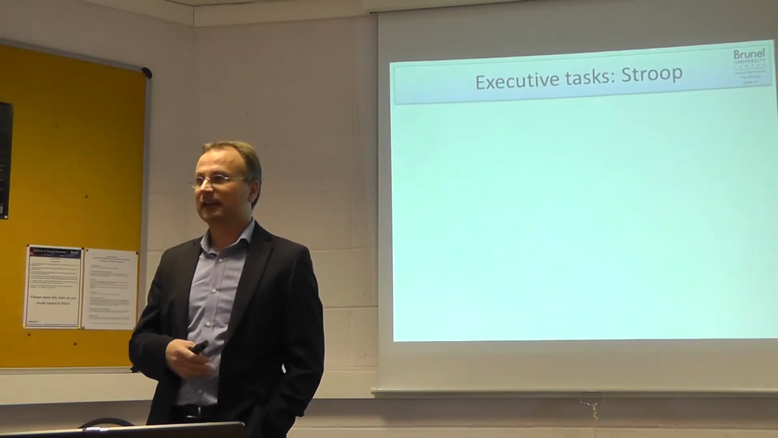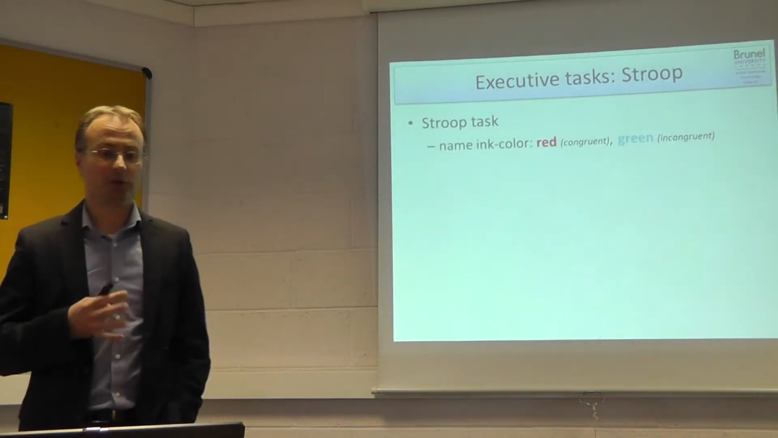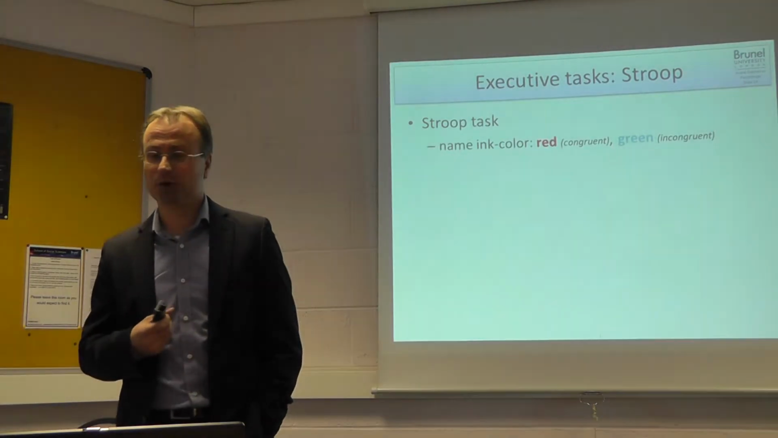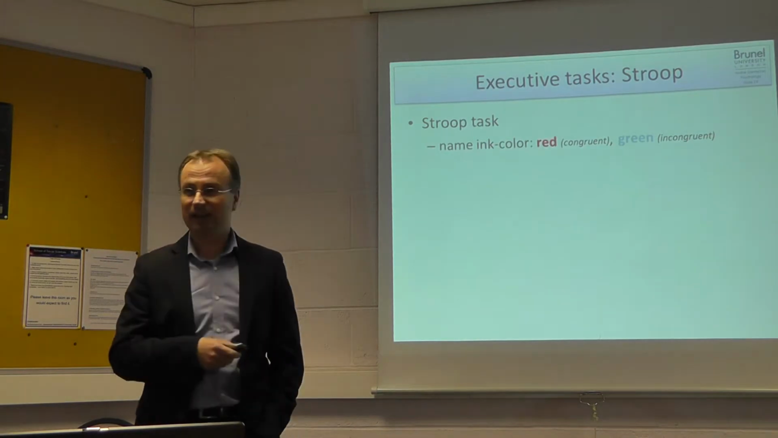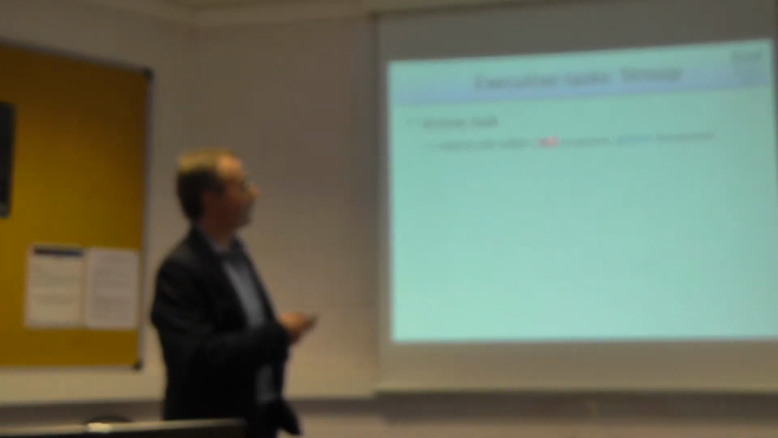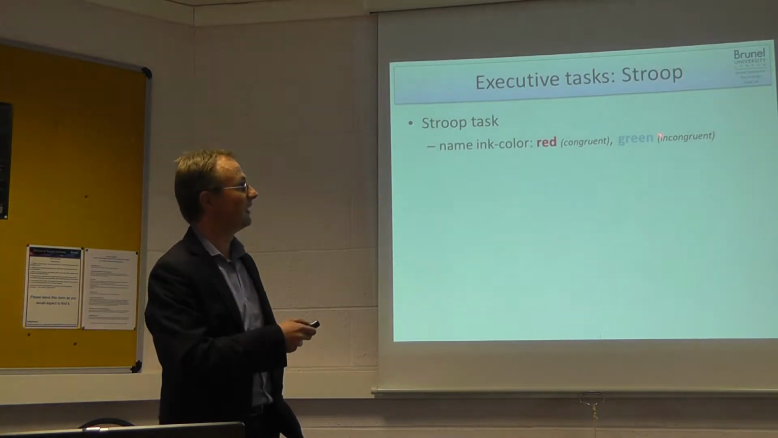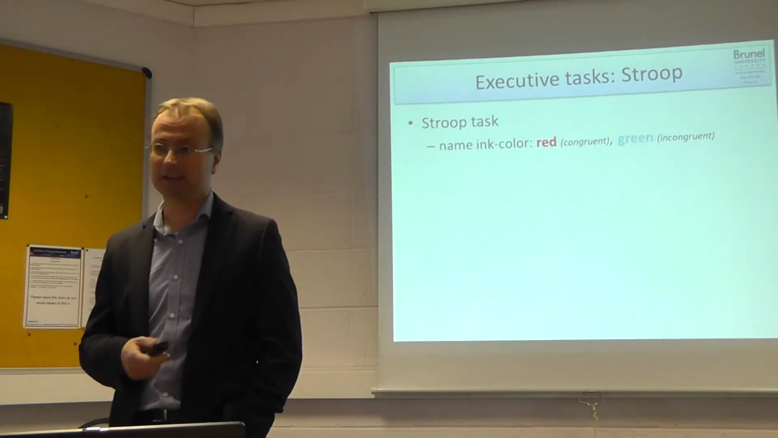Okay, let's start with the Stroop. We talked about this before. The difficult condition in the Stroop task is if you have to name the ink color of the word and it's not congruent. In this case the word and the color match, but in this case it's incongruent. Then we have conflict, which is difficult.